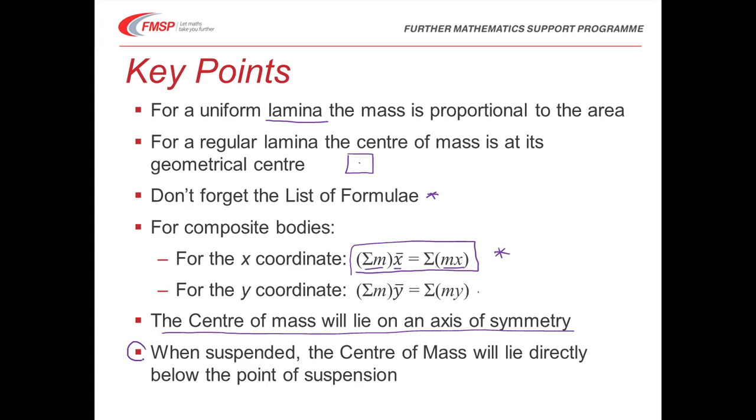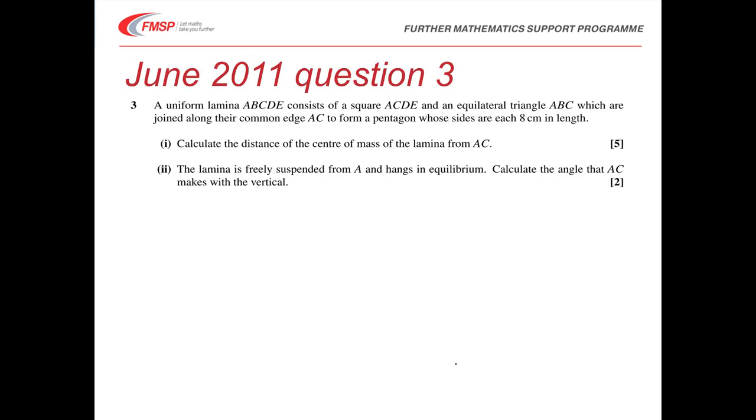And many of the questions we do end with the composite body being suspended from one point. And the crucial thing is that the centre of mass that you've already found will swing round so it ends up lying directly below the point of suspension. And then probably you'll have to calculate an angle. Let's look then at a couple of questions.